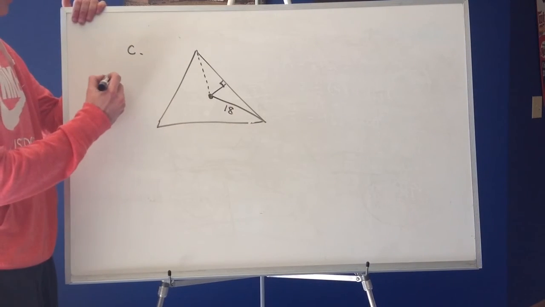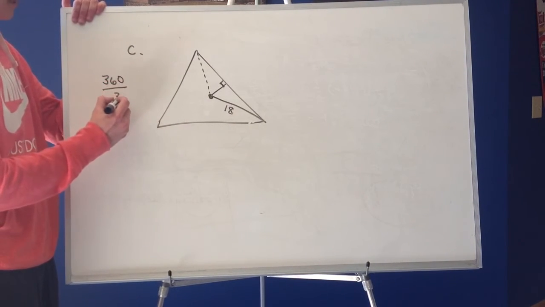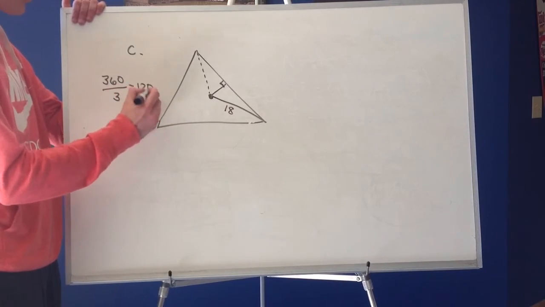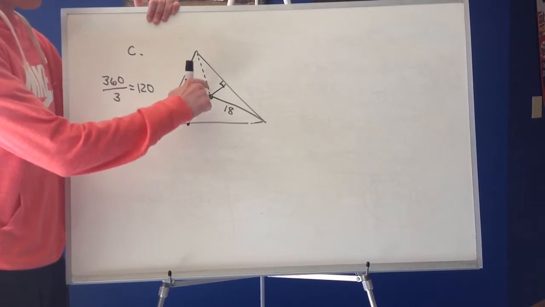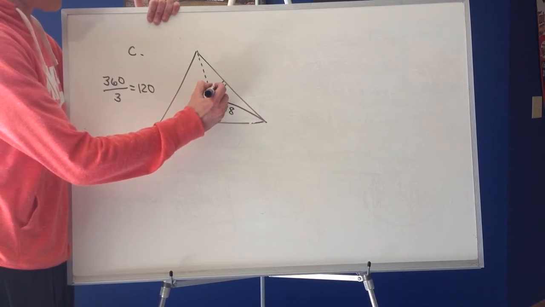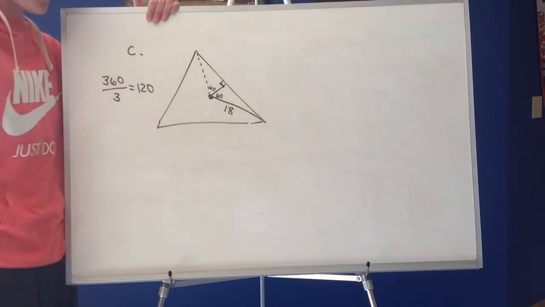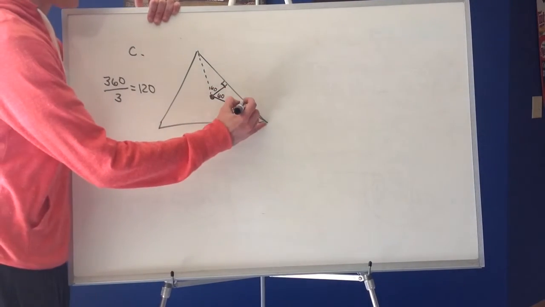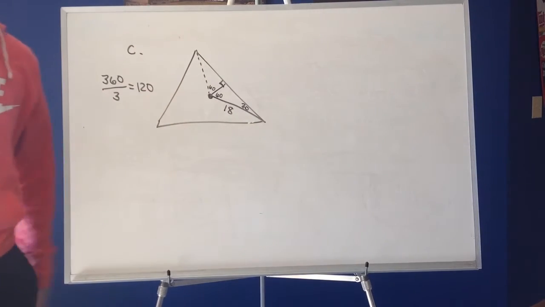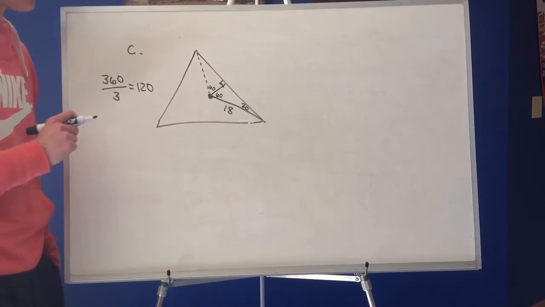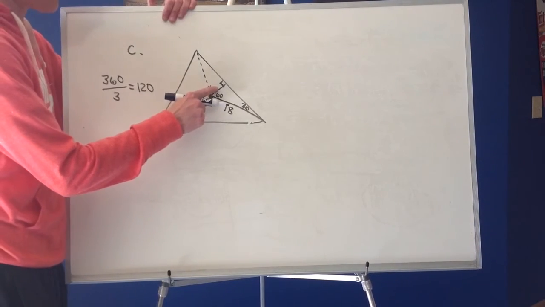Okay, so this time it would be 360 divided by 3, which would give us 120. So that means the whole central angle is 120, so I'd end up with 60 and 60. Okay, which means this guy would have to be 30. So you get a 30, 60, 90 again, it's just the angles flip spots. Okay, so you have to be really careful so you don't mix up your long sides and short sides.